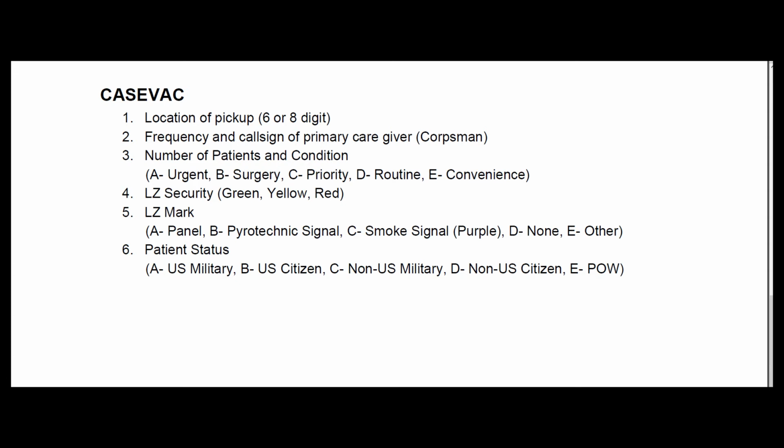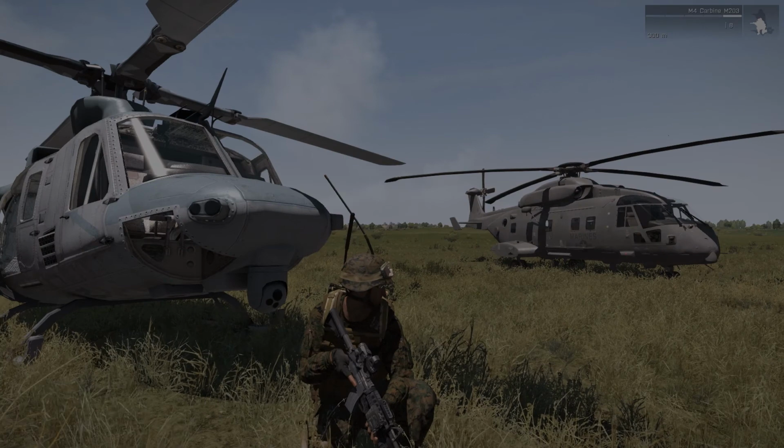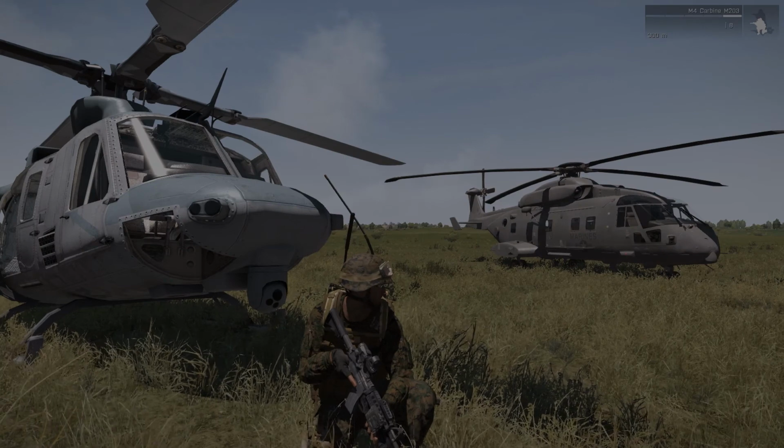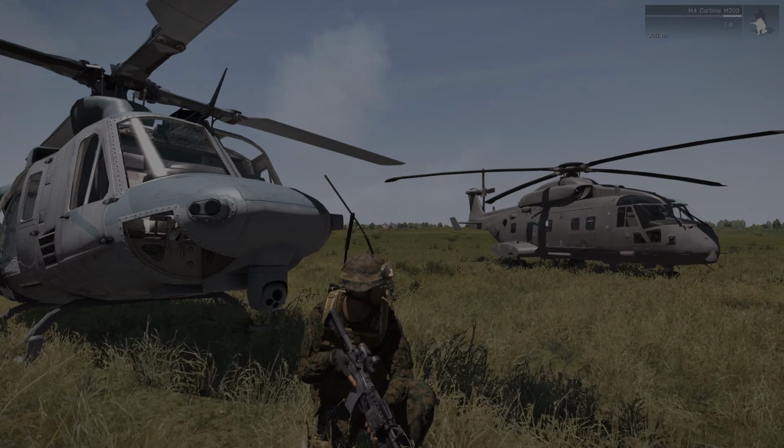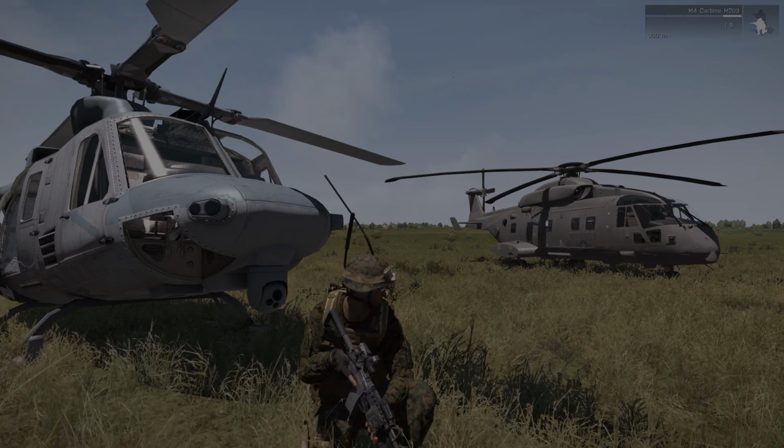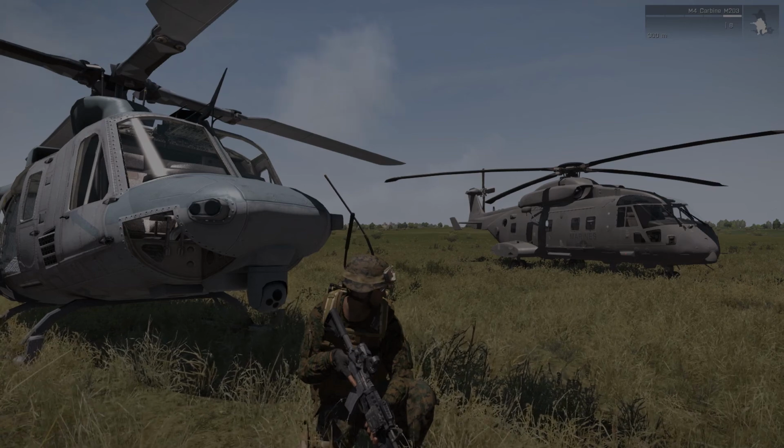Line number 6 is the patient status. By status, what is used is pretty much who they are. So that's done through Alpha, Bravo, Charlie, Delta, and Echo. Alpha being U.S. military, Bravo being U.S. citizen, Charlie being non-U.S. military, Delta being non-U.S. citizen, and Echo representing a POW. With all of these, you can either use the Alpha, Bravo, Charlie system, or you can read it out, such as urgent, U.S. citizen, so stuff like that.